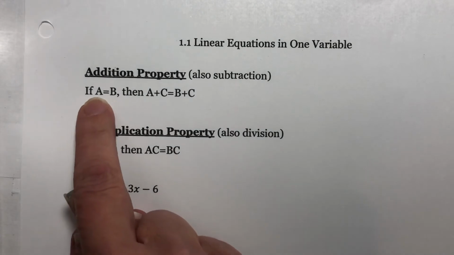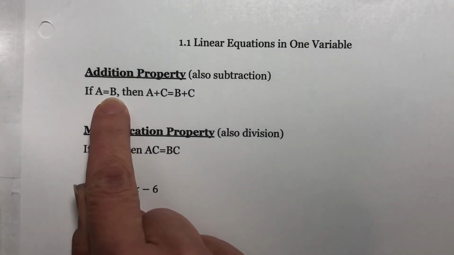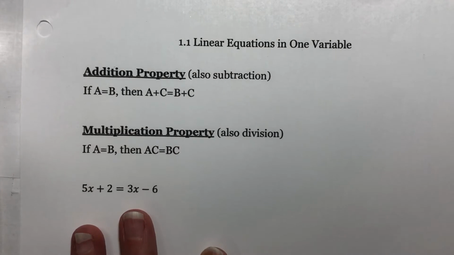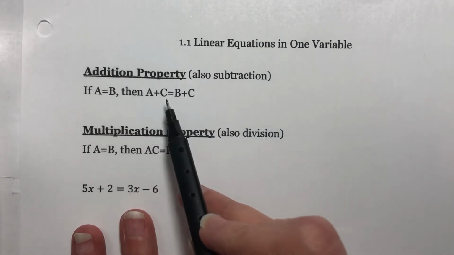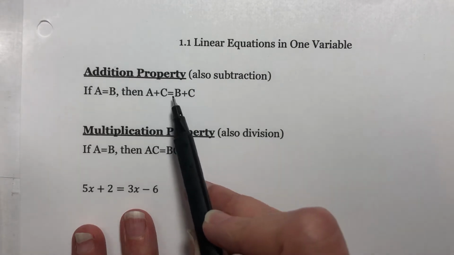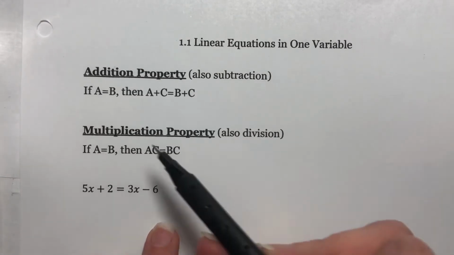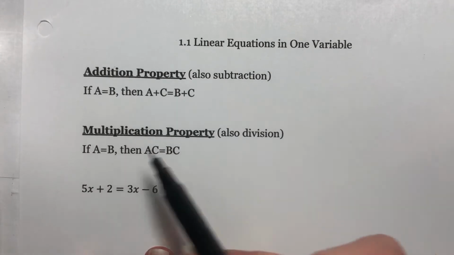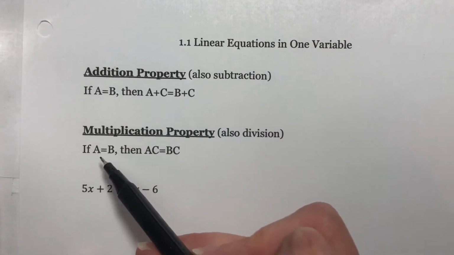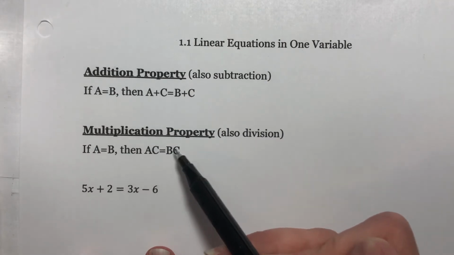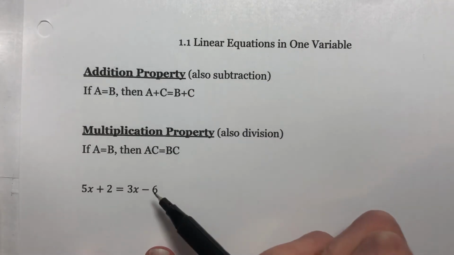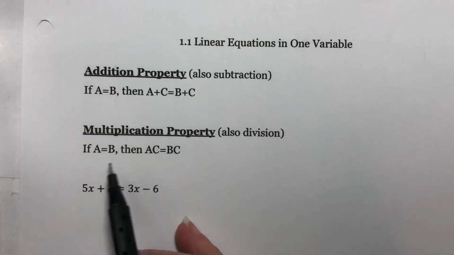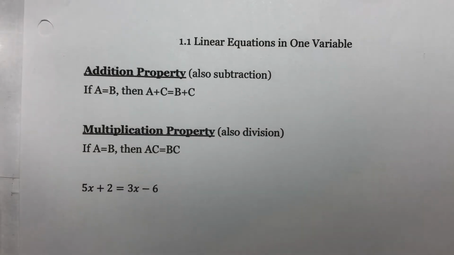What this says is if we know two things are equal, whatever they are, then we are allowed to add or subtract the same thing to both sides, and it's still true. Now with multiplication and division, if we have two things that are equal, then we are allowed to multiply both sides by the same value. So basically, when we have an equation, which means we have the equal sign, then we can add, subtract, multiply, and divide both sides by the same value, and we still have something that is true.